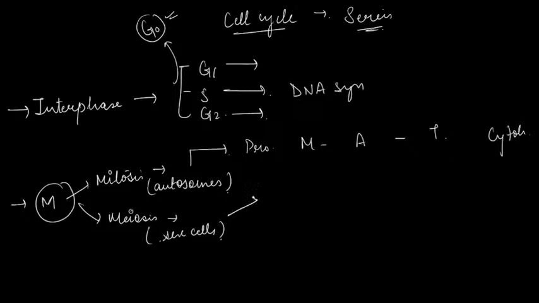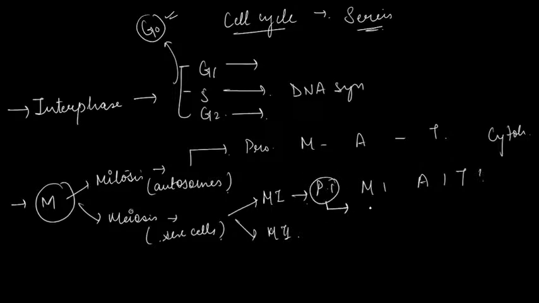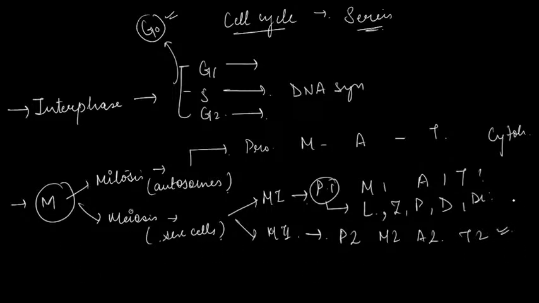When you look into meiosis, you have meiosis 1 and meiosis 2. Meiosis 1 has prophase 1, metaphase 1, anaphase 1 and telophase 1. Okay, I'm just writing it 1. Prophase 1 is again bifurcated into leptotene, zygotene, pachytene, diplotene and diakinesis. In meiosis 2, we have prophase 2, metaphase 2, anaphase 2 and telophase 2, right? And then we have the cytokinesis being there. So this is the main gist of what the cell cycle is all about.